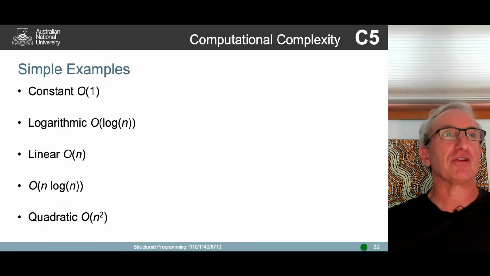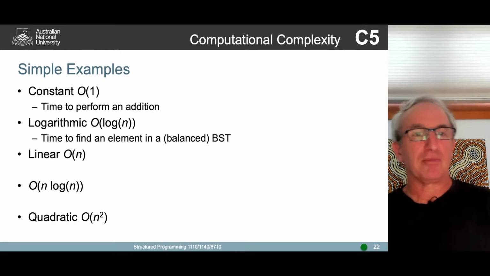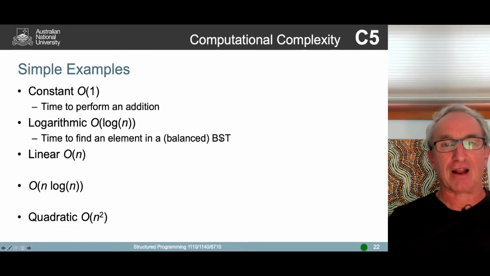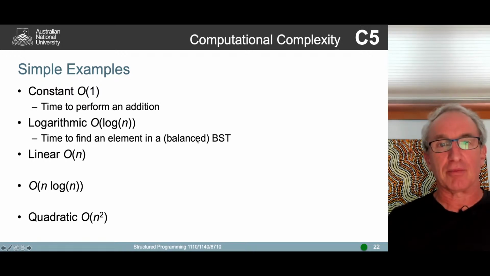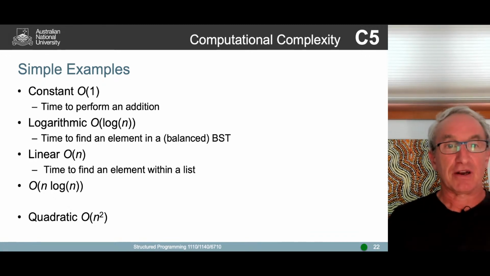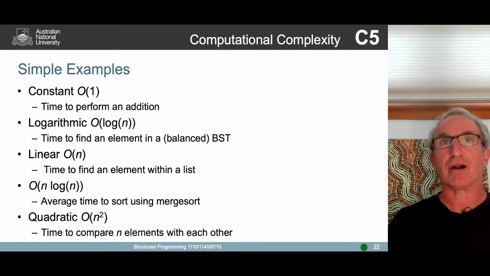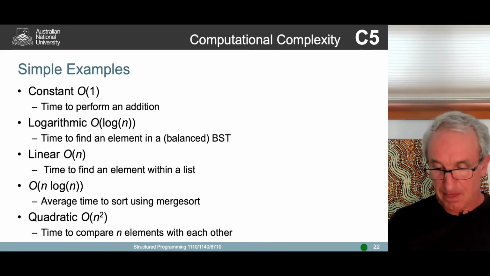Does anyone have any answer to that? Is merge sort log n? Joshua just said it's n log n. Very good. Okay, so logarithmic. Notice that I wrote in here a balanced binary search tree, because as you all know, finding an element in an unbalanced binary search tree could end up being linear, because an unbalanced binary search tree in the end looks like a linked list. Time to find an element within a list is linear. n log n is the average time to sort using merge sort. And quadratic, the example I gave you, the birthday, that's an example of a quadratic thing. Every student has to talk to every other student.